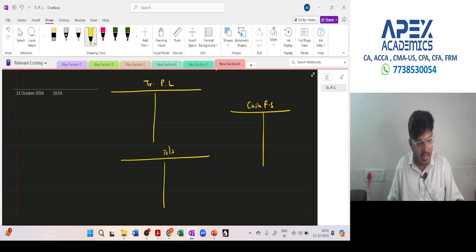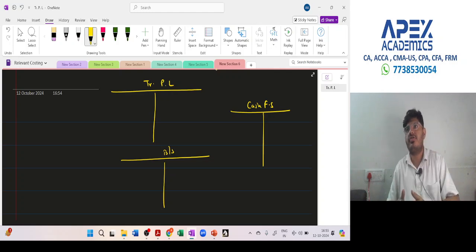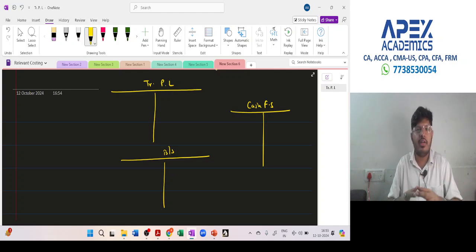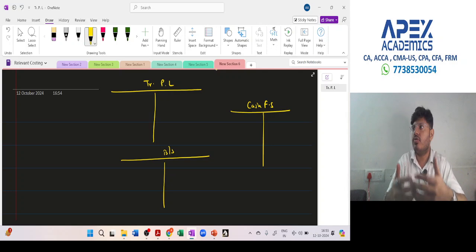Ratios enable the management of an organization, specifically the board of directors, to take certain strategic decisions with respect to how they want to see the company operating, raising the finances over the next few periods or the next immediate current period. When we talk about ratios, we begin by talking about liquidity ratios.